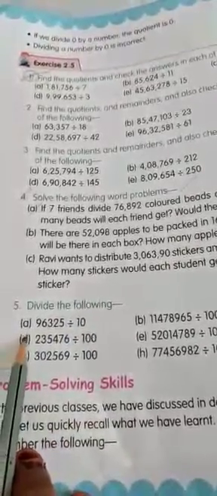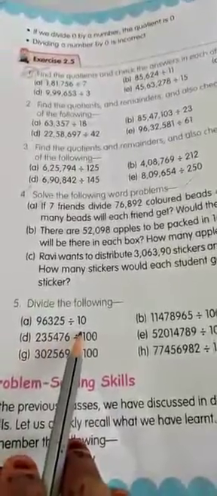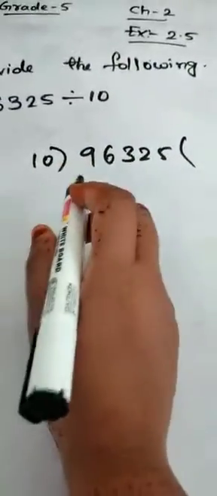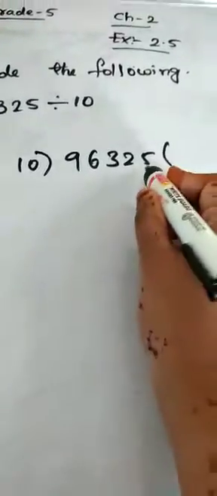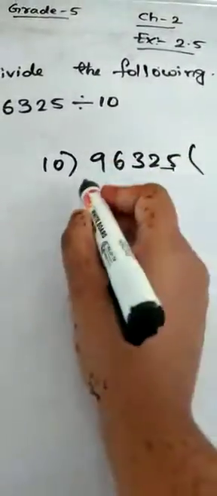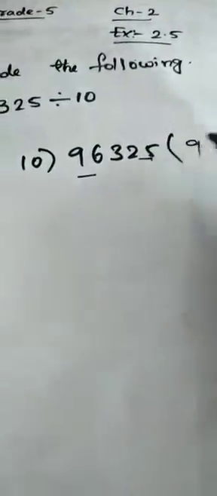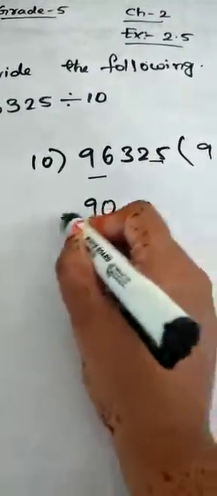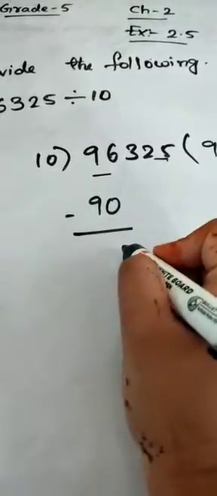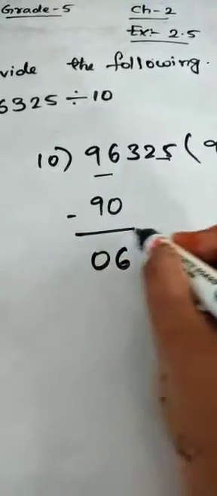What is the fifth bit here? Divide the following. What is the question they have given here? 96,325 divided by 10. Okay, let us do this. So this is our question: 10 divided by 96,325. We should take two numbers. 10 nines are 90. 6 minus 0 is 6, 9 minus 9 is 0.